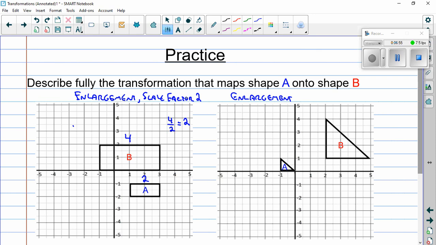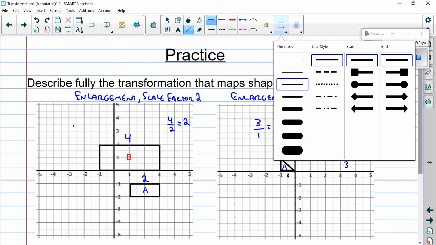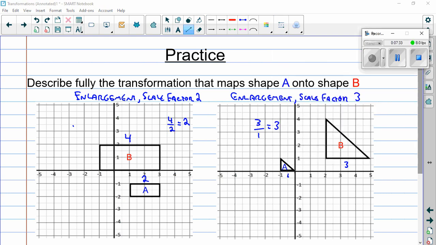Now, if we're looking over at our right one, we can start looking at our measurements here. So on B, our bottom, how big is that? Well, we have 1, 2, 3 in B, 1 in A. So we can do 3 divided by 1 because we're going from A to B. So we have it as 3. And lastly, we have to find our center of enlargement. So this is where we're going to have to draw on our lines. So I'm going to pause the video here for a second. And once I have my lines drawn in, I'll be back.